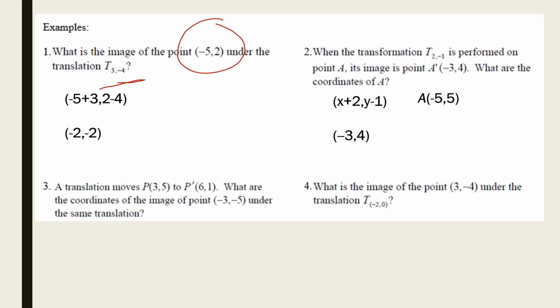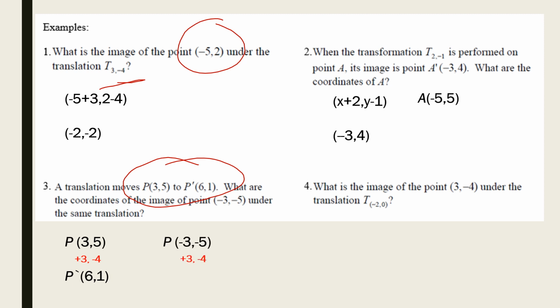In number 3, they're not telling you the rule, they're making you figure it out. They're giving you the image and pre-image pair. You started at 3 and went to 6, which is a movement of right 3. Then you started at 5 and went to 1, which is a movement of down 4, or -4, as you can see in the red there. If I do the same thing to the point they gave me, there's my new point, (0, -9).